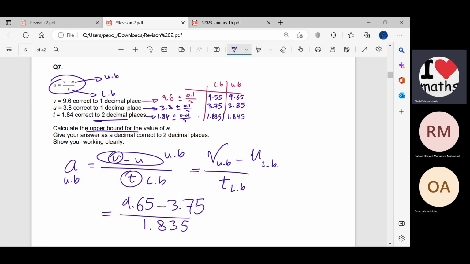1.835. Am I right? And then you can calculate it. What is the answer? كم؟ اوكي ماشي. قول يا خالد.